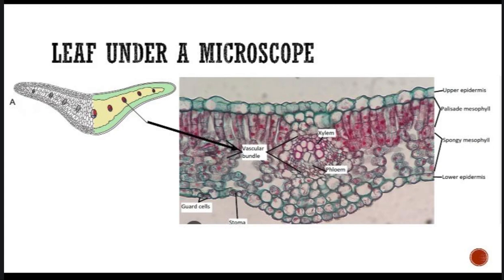Now let's take a look at the leaf under the microscope, and again, if you have been able to spot the lignin, you probably easily recognize that this is the xylem, and just beneath you will have the phloem. And here's the stomata.